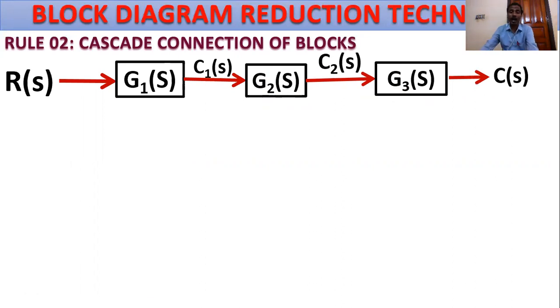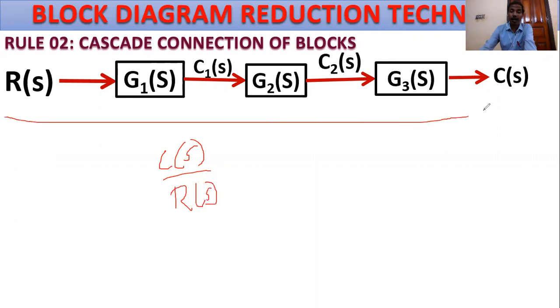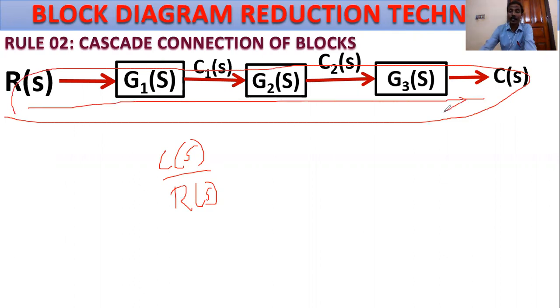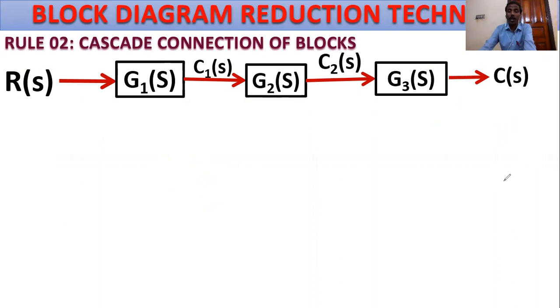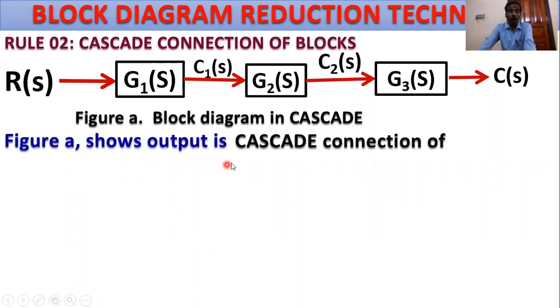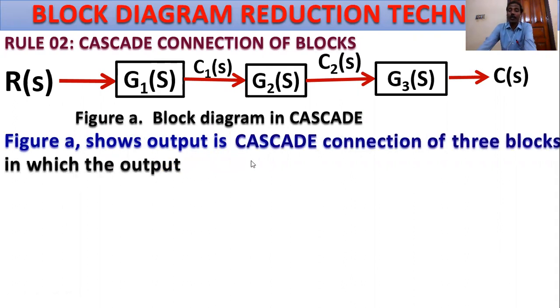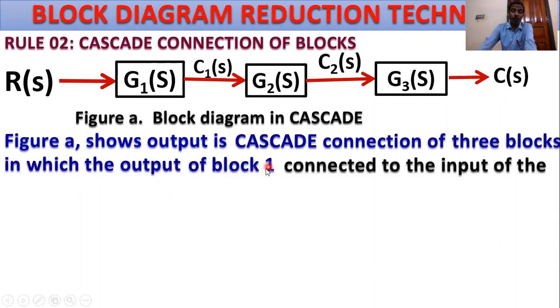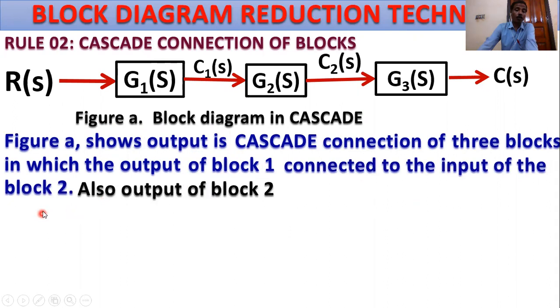So calculate C(S) by R(S), the transfer function. This configuration is actually a series configuration or cascade configuration. This is the forward path, with the signal passing only in the forward direction. Then figure A, block diagram in cascade. Figure A shows a cascade connection of 3 blocks, in which the output of block 1 is connected to the input of block 2.